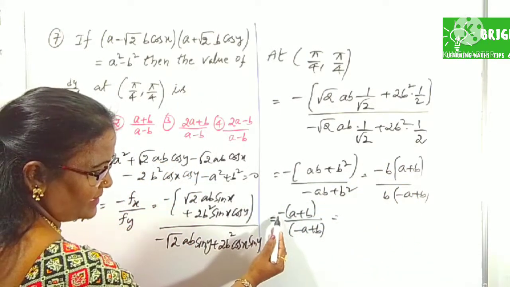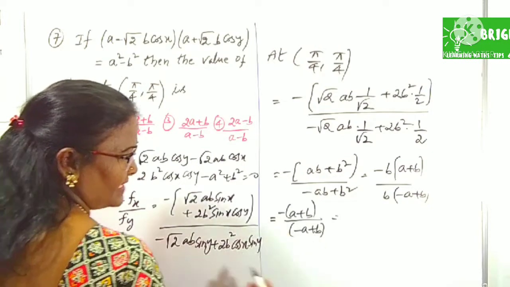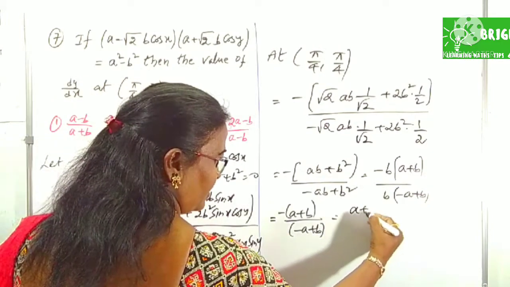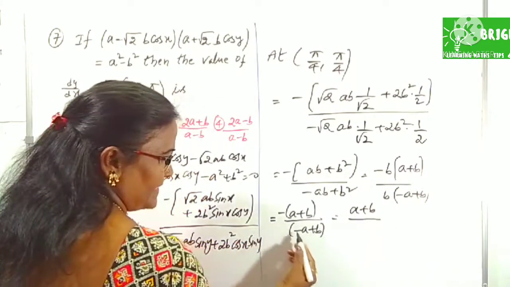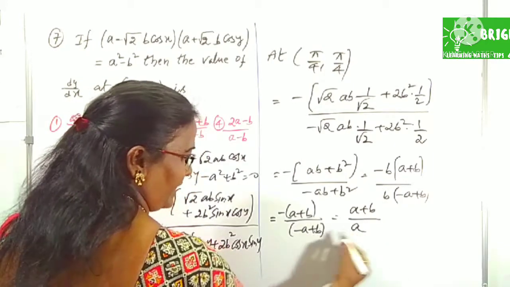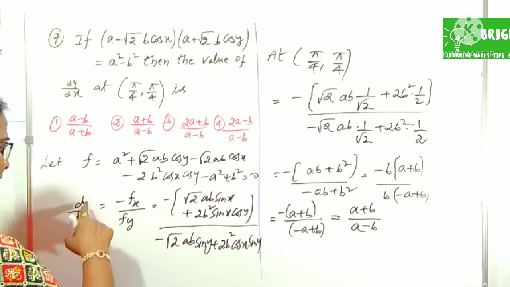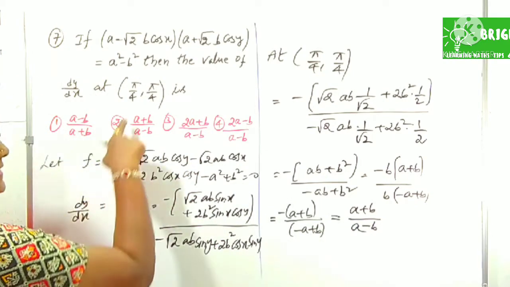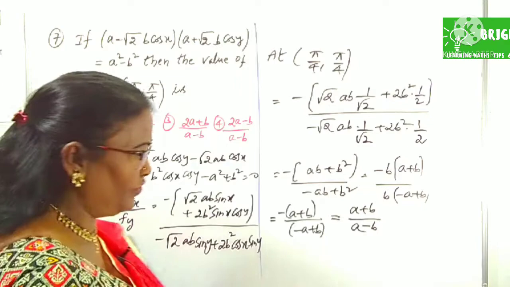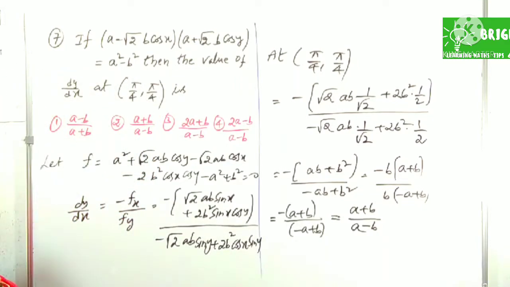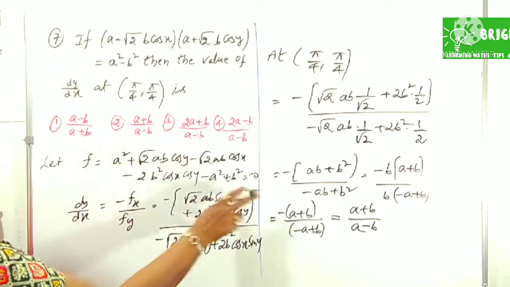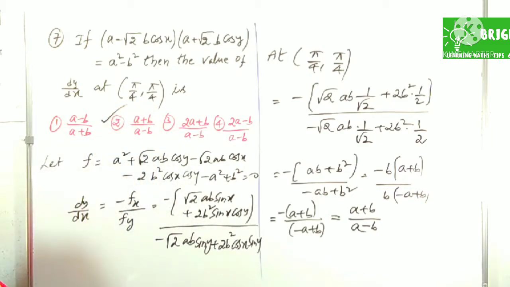We can multiply this denominator with this minus. What happened? Numerator is a plus b only, but denominator minus into minus a plus a with minus b, a minus b. This is our resultant value when the derivative value at x equals pi by 4 comma pi by 4, right. So which option? A plus b by a minus b is clearly the second option.